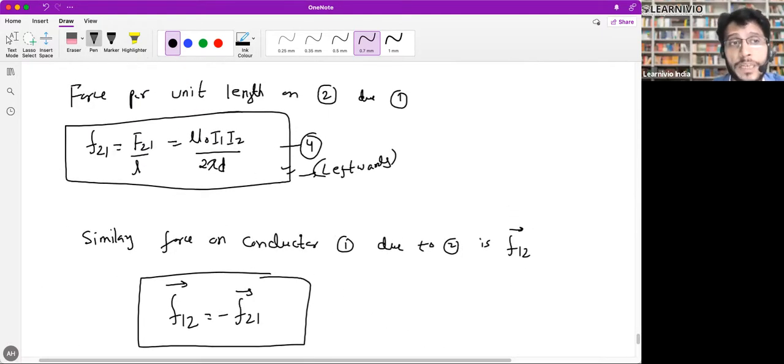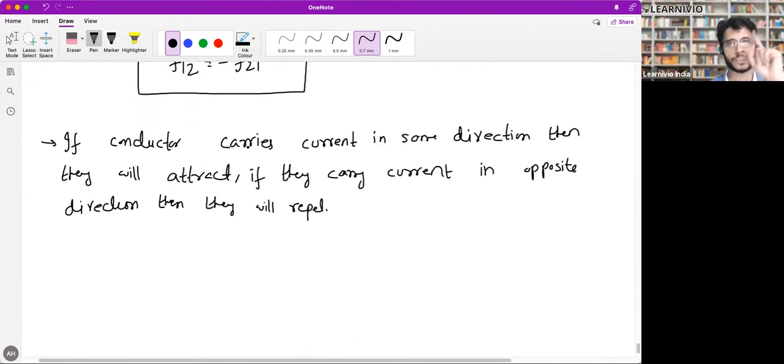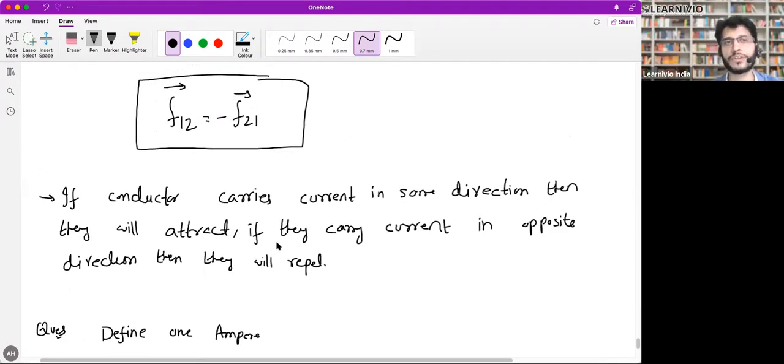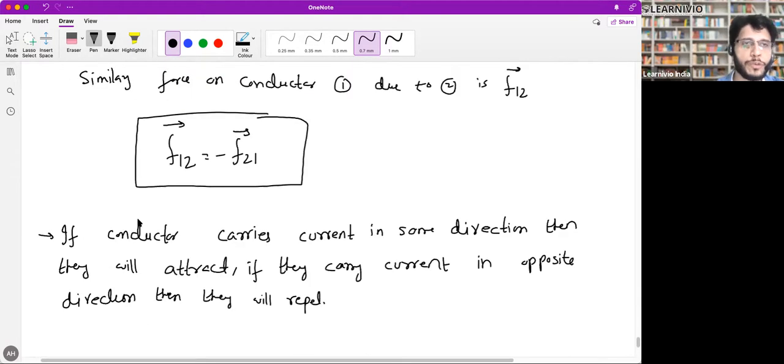And then they will repel each other with this force, mu naught I1 I2 by 2 pi d. There's one more important definition that you can write using this expression, and that's the definition of 1 ampere. It's a very important question. Define 1 ampere. So let's see what this 1 ampere exactly means. To define 1 ampere, we'll be using this expression.